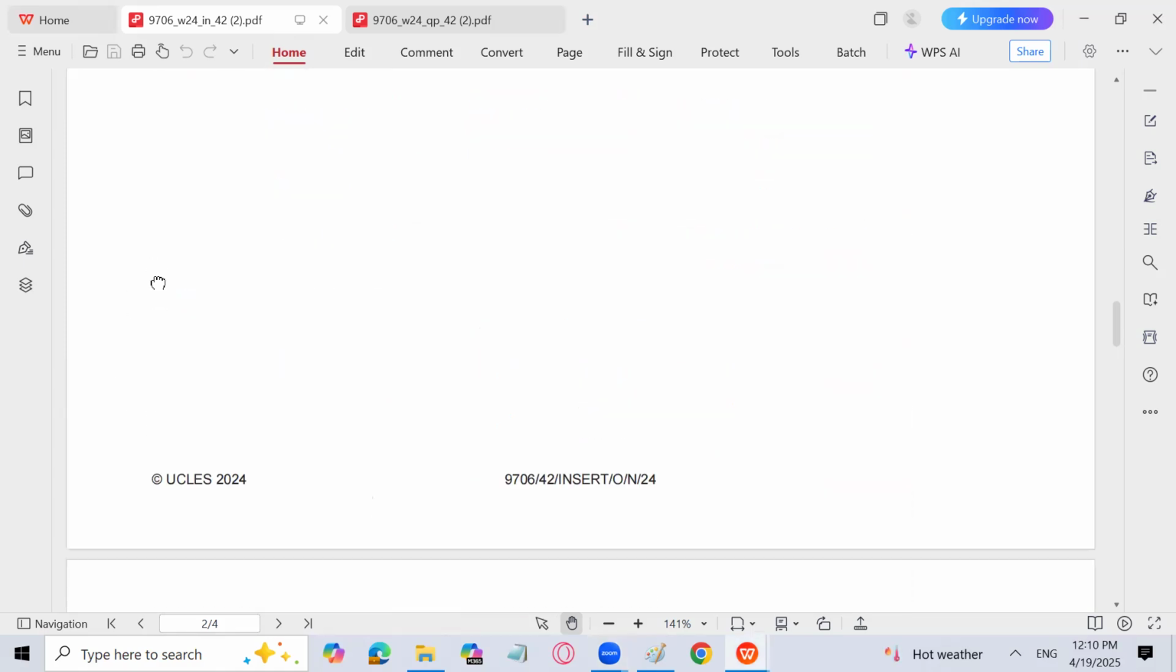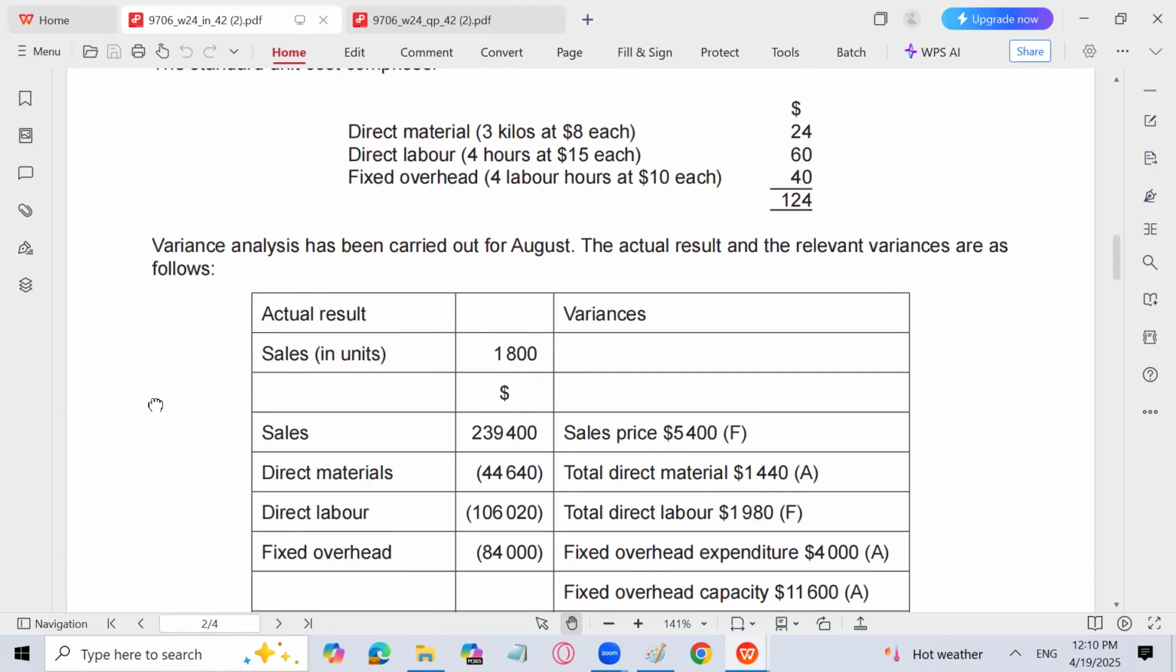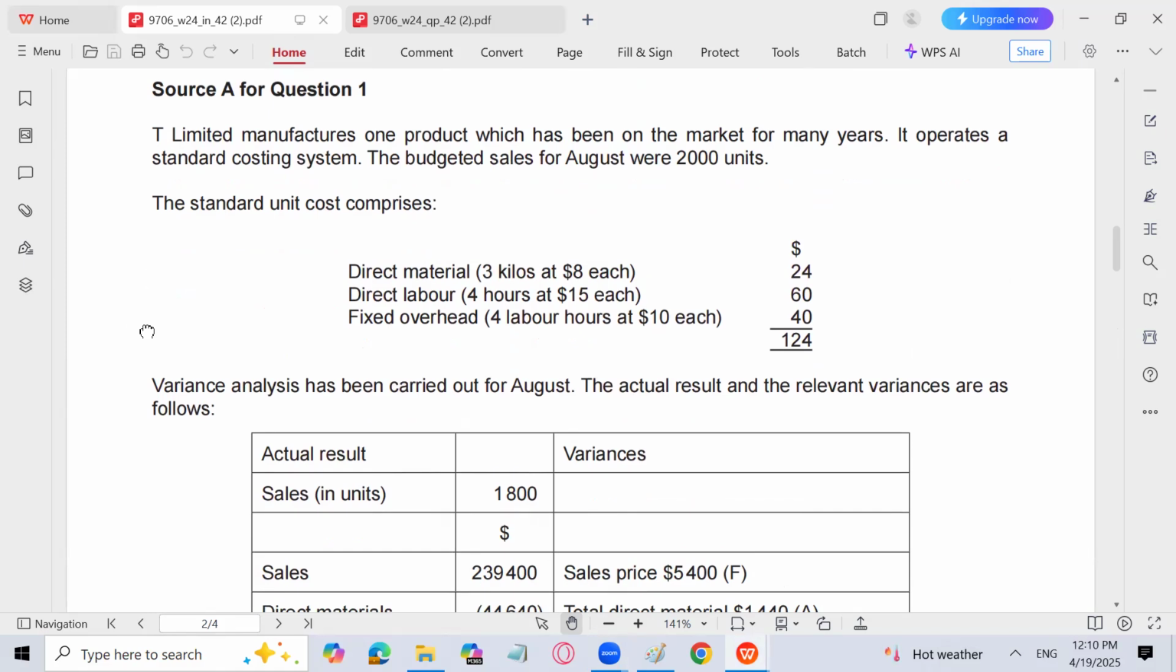This has come in October, November 24, 42. So it's our variant. October, November 2024, 42 is the variant, and the question is from standard costing. T Limited manufactures one product which has been on the market for many years. It operates a standard costing system. The budgeted sales for August were 2,000 units. The standard cost per unit comprises direct material 3 kilo at the rate of 8 each.